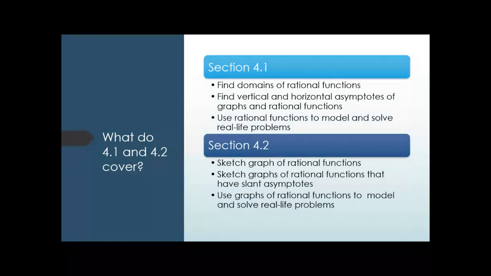4.2 covers mostly the graphs, sketching a graph of rational functions. I think that's supposed to be S there, graphs of rational functions. Sketch graphs of rational functions that have slant asymptotes. So the slant asymptotes is covered on the assignment. And use graphs of rational functions to model and solve real-life problems.